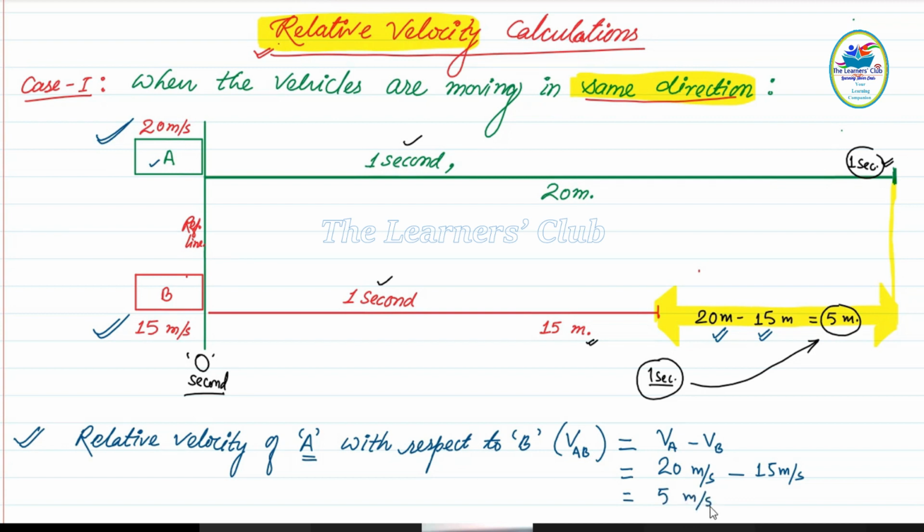That means, per second, in every 1 second, the gap between these vehicles will be 5 meter. So this is how we calculate relative velocity.